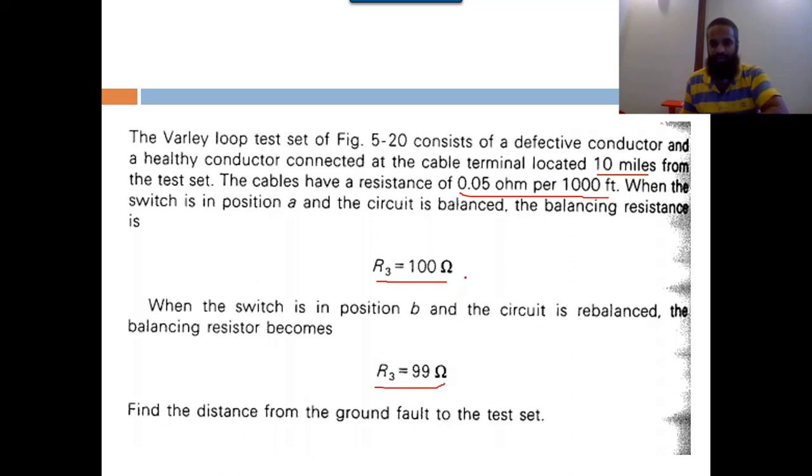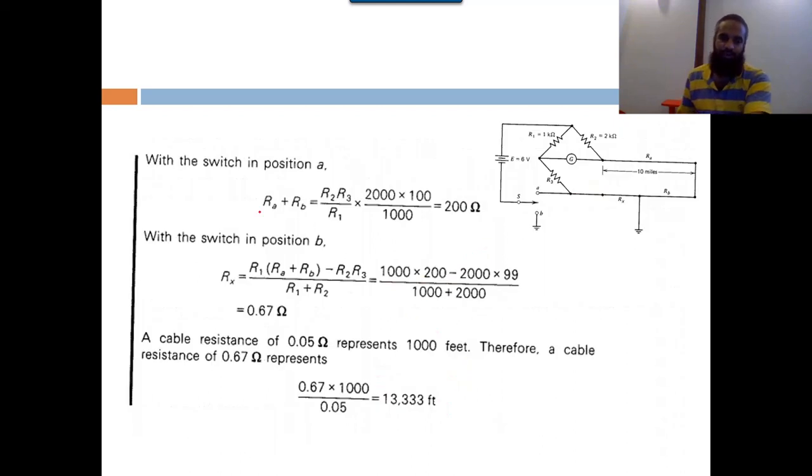So when the switch is at A position, the balancing resistance is this one, and when the switch is at B position, the balancing resistance is this one. When the switch is in A position, the formula is this one: Ra plus Rb is equal to R2 R3 over R1. When we put the values of R1, R2 and R3, we can calculate this value, and this value is basically Ra plus Rb.